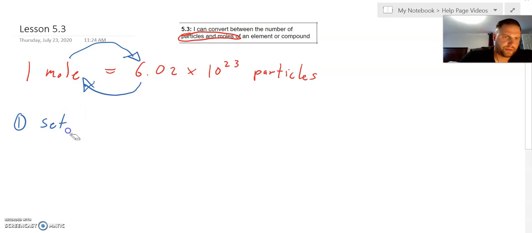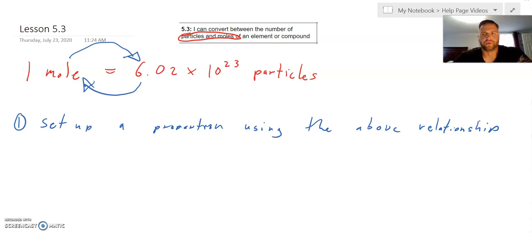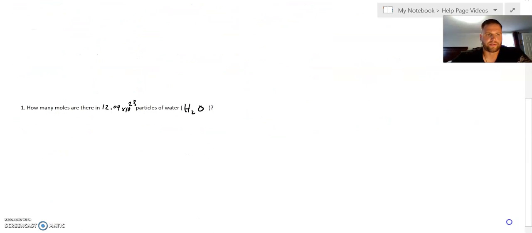Set up a proportion using the above relationship. So you will not actually have to, in this specific instance, calculate a molar mass. All we will have to do is read the problem and then use the relationship above. So let's scroll down and see what we have here.